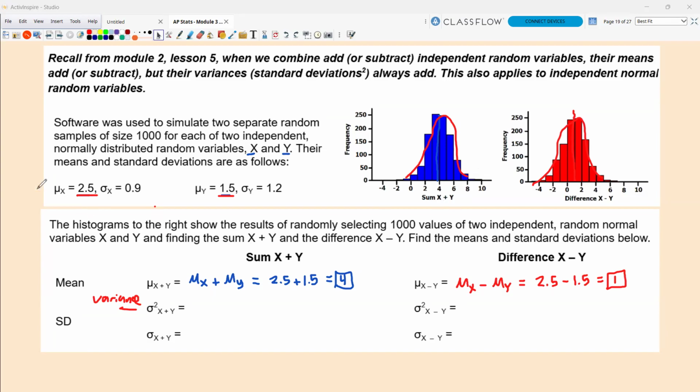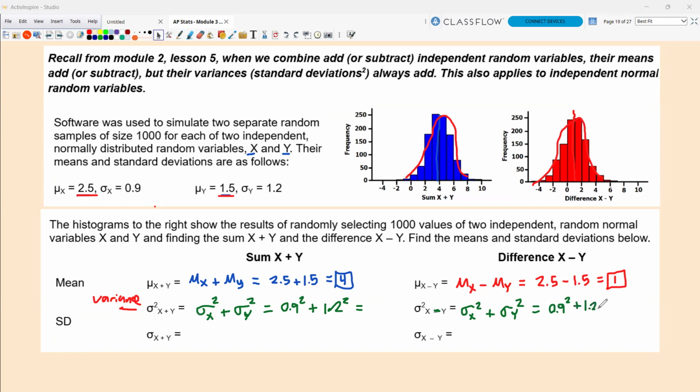So with the addition one and the subtraction one, you're both going to do addition. But remember, we add their variances. So we do our standard deviation squared of x plus our standard deviation squared of y. And that's going to be 0.9 squared plus 1.2 squared, and whatever that is equal to will be your variance. The same thing is going to be true for the difference. Even though it's a difference there, we're still going to add those because that spread is going to get bigger. So the standard deviation of x squared plus the standard deviation of y squared. Same math, same answer as a result.